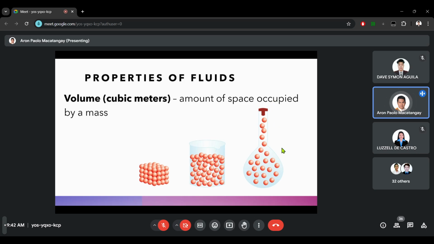So for gases, the volume is generally container based, or container bounded. For liquids, it is not, because it will not fill up the entire container. It will only fill up a portion. And for solids, of course, they usually have a fixed volume. Volume is something that we will always use for fluid mechanics because, again, we are dealing with liquids and gases.